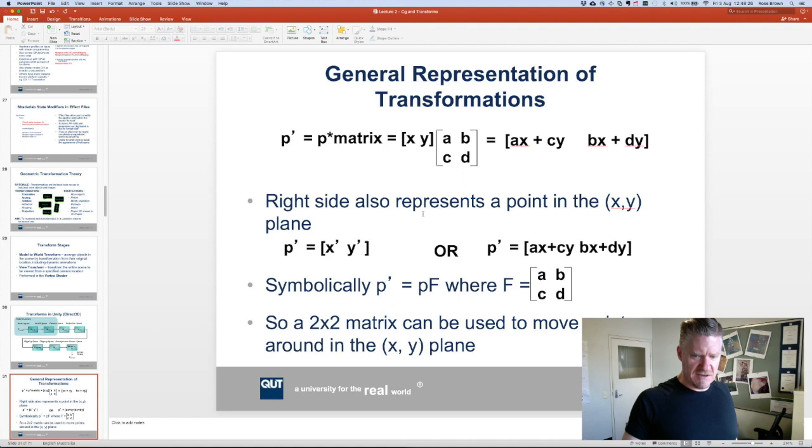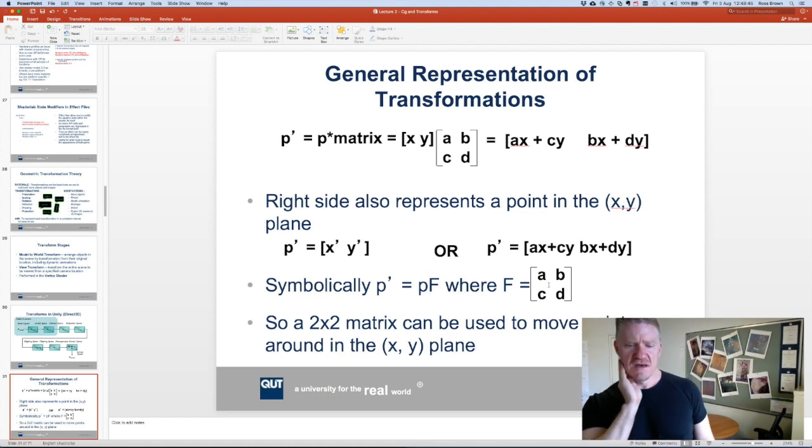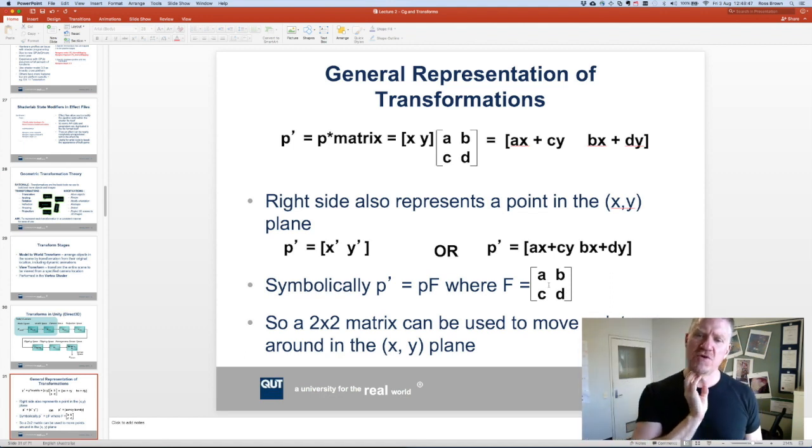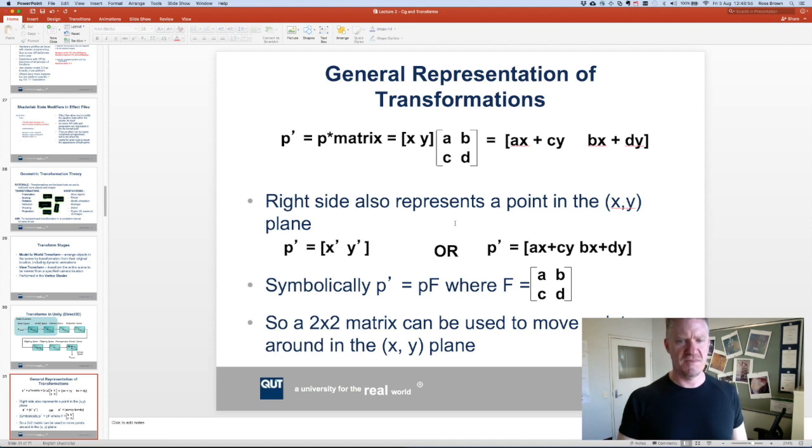So symbolically, to transform the point, it is P, which is xy, and it is multiplied by some sort of matrix F, where F is equal to A, B, C, D. This is for 2D points. It's not homogeneous. And so if you want to implement translates, you can use a 2 by 2 matrix to move points around on the xy plane. All good. That's in 2D.